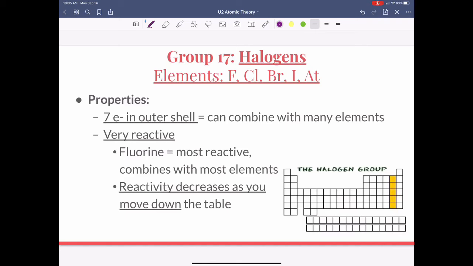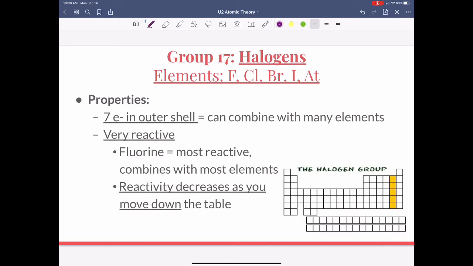They have 7 valence electrons in our outer shell, which means they're going to combine with a lot of different elements. All right, more detail again coming on that, but so that you have it in your notes when you're looking back, those group 17 halogens have 7 electrons in that outer shell. They are very, very reactive, just like our group 1 that wants to get rid of 1 electron. Group 17 is very reactive because it wants to gain an electron really badly.